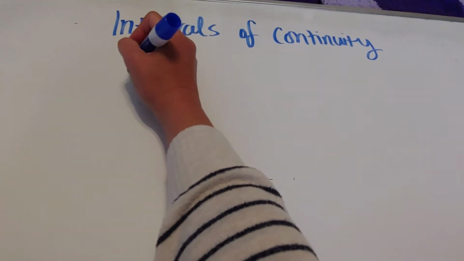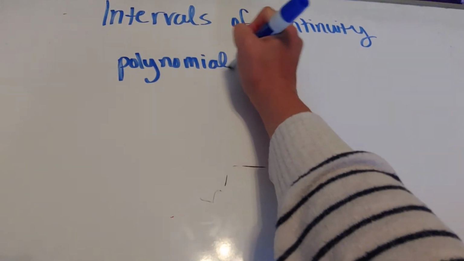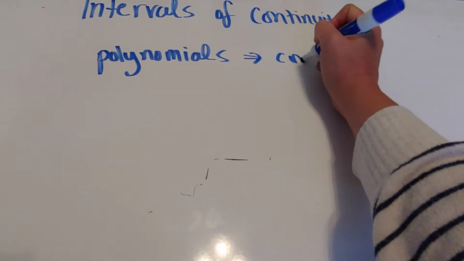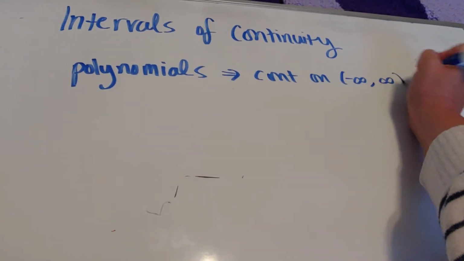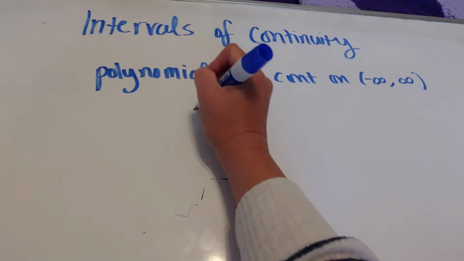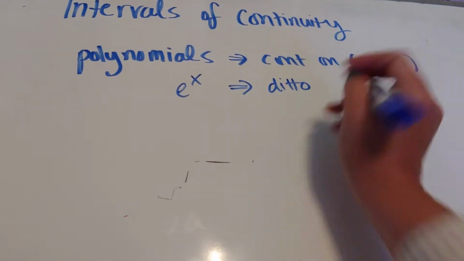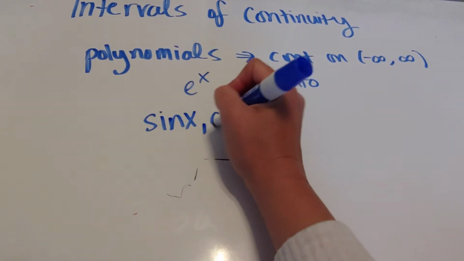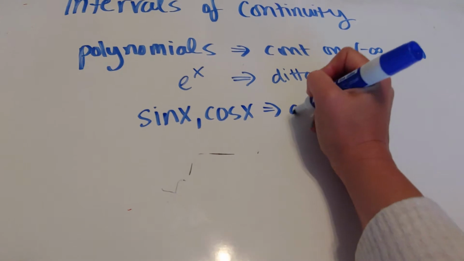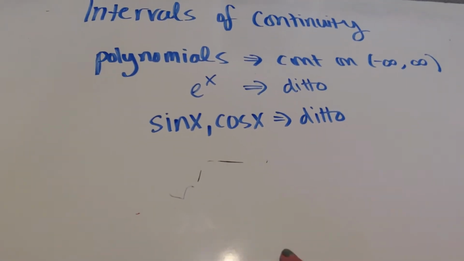One is that polynomials, if you're just looking at polynomials, they are continuous everywhere. e to the x is also continuous everywhere. Sine and cosine are also continuous everywhere. Okay, let's talk about some of the funkier stuff.